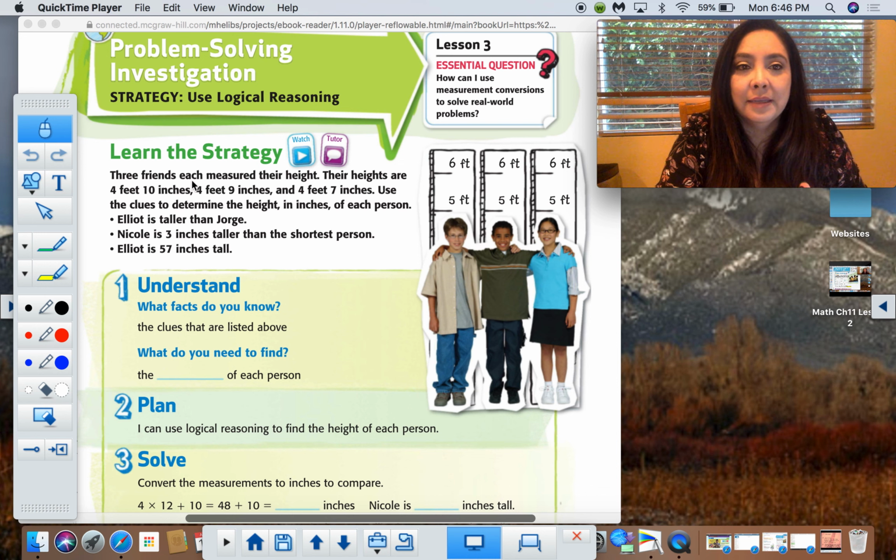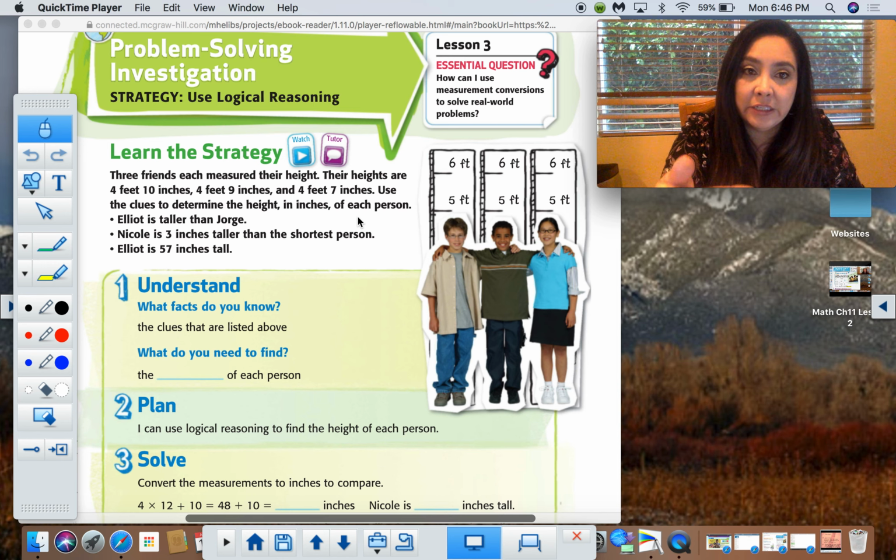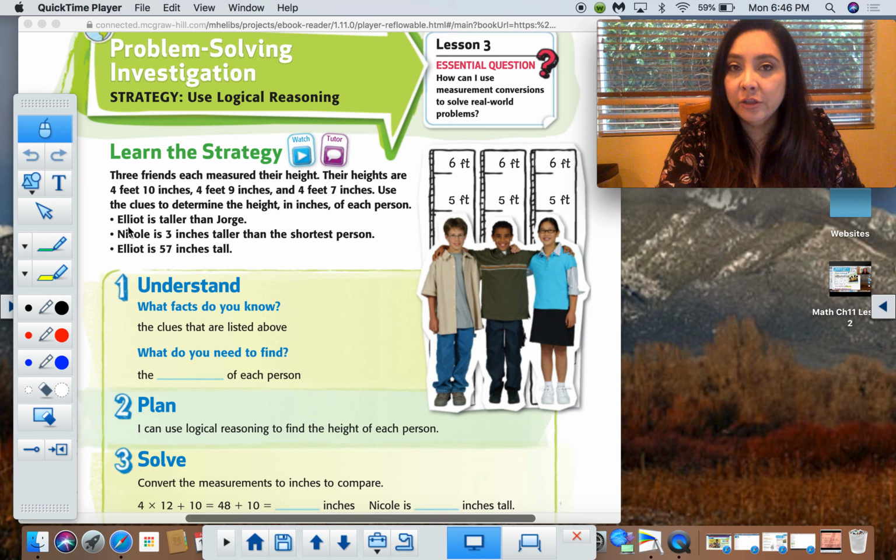3 friends each measured their height. Their heights are 4 feet 10 inches, 4 feet 9 inches, and 4 feet 7 inches. Use the clues to determine the height in inches of each person. So right now we know that we're going to convert feet to inches. And the other clues they give us are Elliot is taller than George, Nicole is 3 inches taller than the shortest person, Elliot is 57 inches tall.